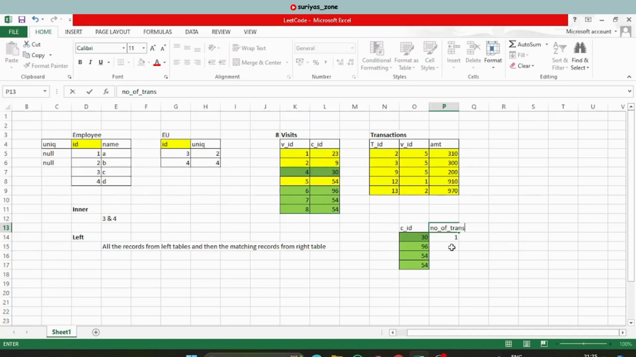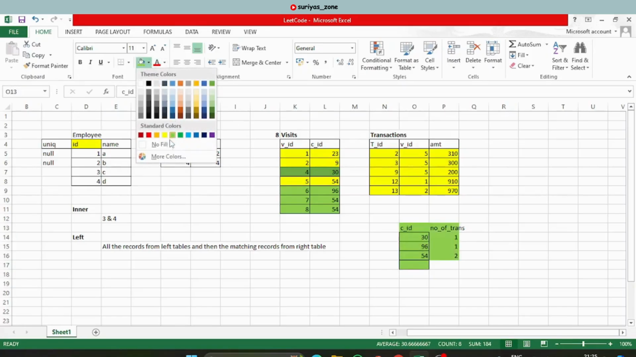And then the next thing is 96. This guy also visited one time, so it will be 1. But if you see the 54th guy, he visited 2 times, but he didn't make any transaction from the second time. Only for the very first time he had done the transaction, and for the next 2 times he has not done any transactions. So for 54 the number of transactions will be 2, and then this will never come in the output. Okay, let me highlight this and remove the colors.